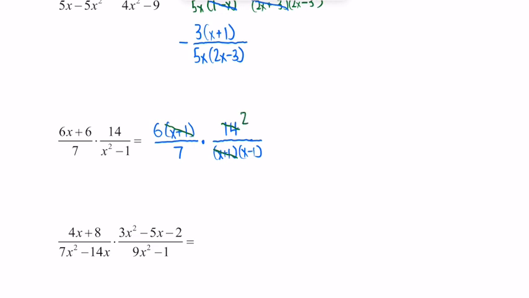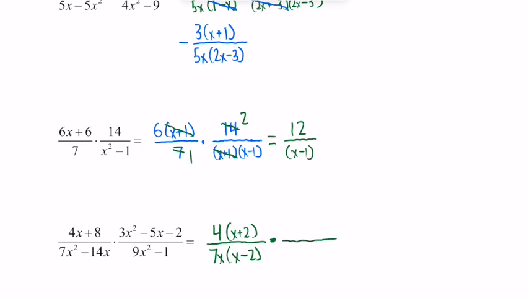14 divided by 7 is 2. 7 divided by 7 is 1. So on the top, we're left with 6 times 2, which is 12. In the denominator, we're left with 1 times x minus 1, which is x minus 1. Looking at our next problem, 4x plus 8, we can factor out a greatest common factor of 4. And we're left with 4 times x plus 2. In the denominator, we can factor out a greatest common factor of 7x. And we're left with 7x times x minus 2.